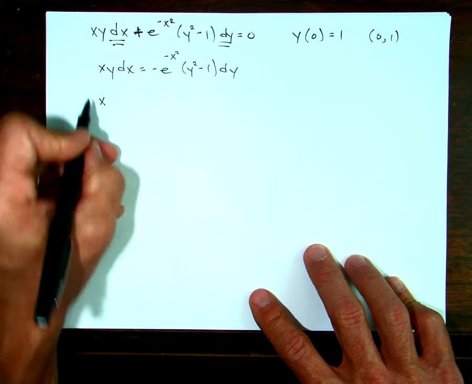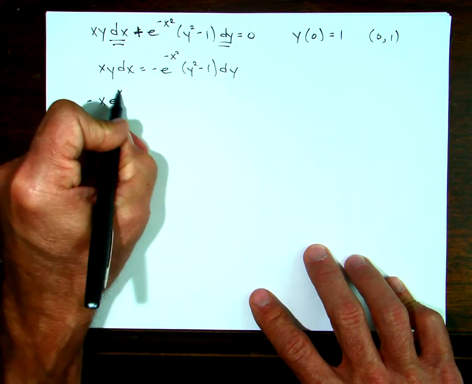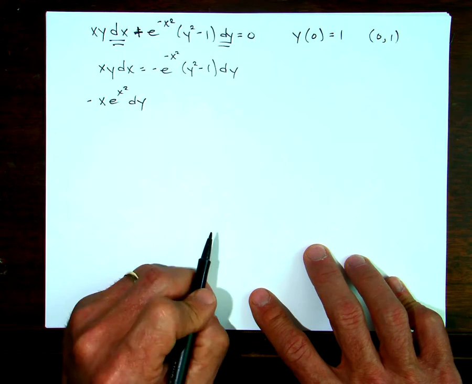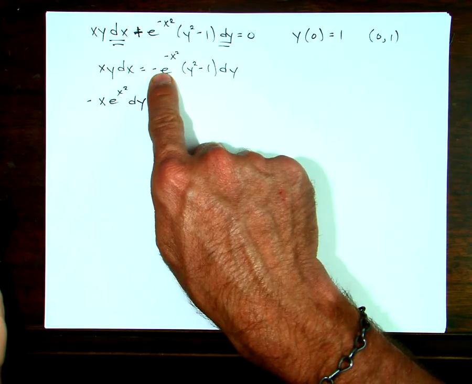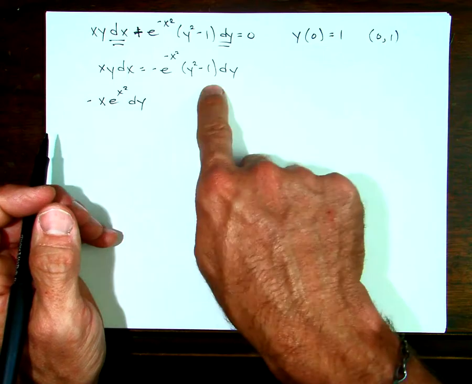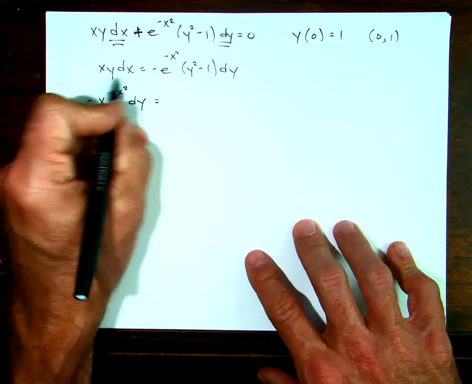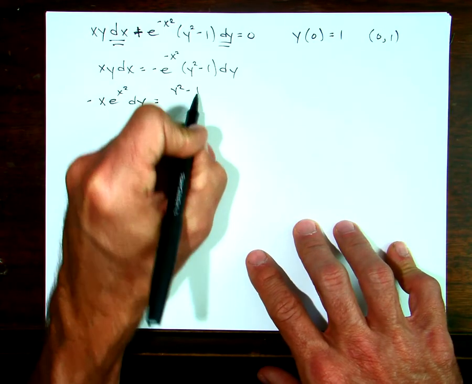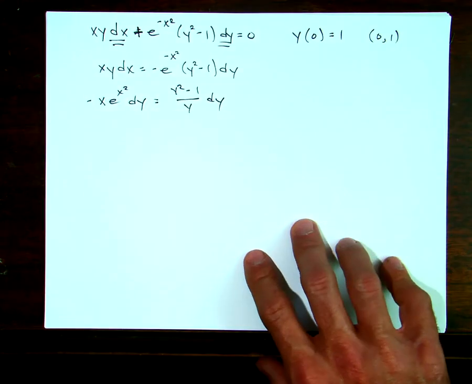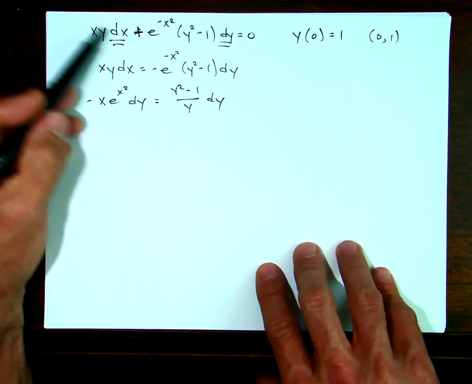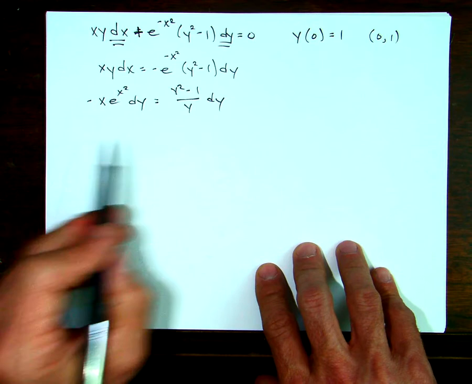So I'm going to bring the negative up front, e to the x squared dx. Because if I multiply negative e to the x squared times this, I get 1, which is what I want. And then I'm going to divide by y to get that over. So I get y squared minus 1 over y. So again, at this point, it's really algebra. We're just rearranging our equation using algebra.